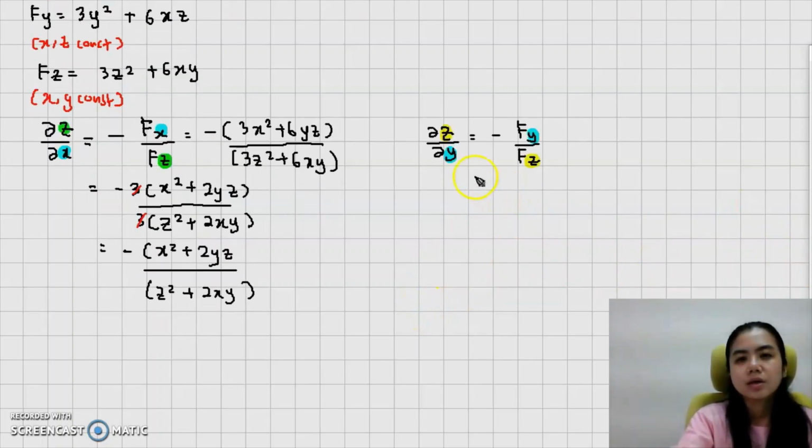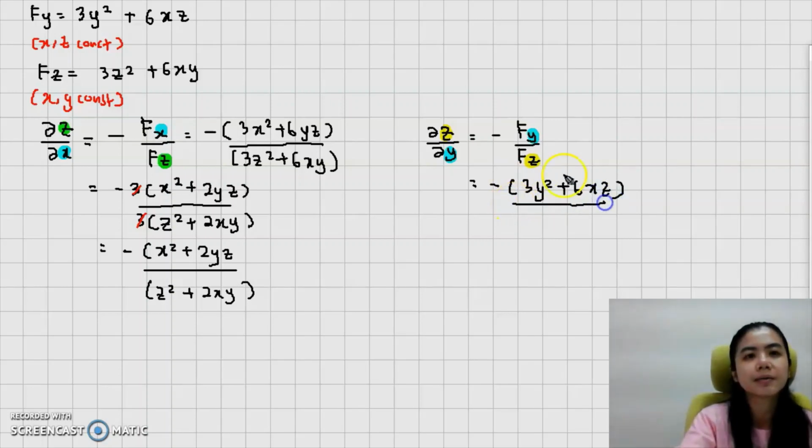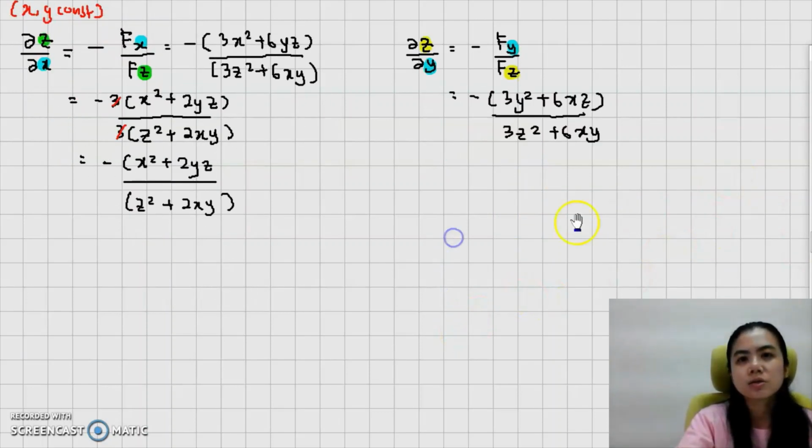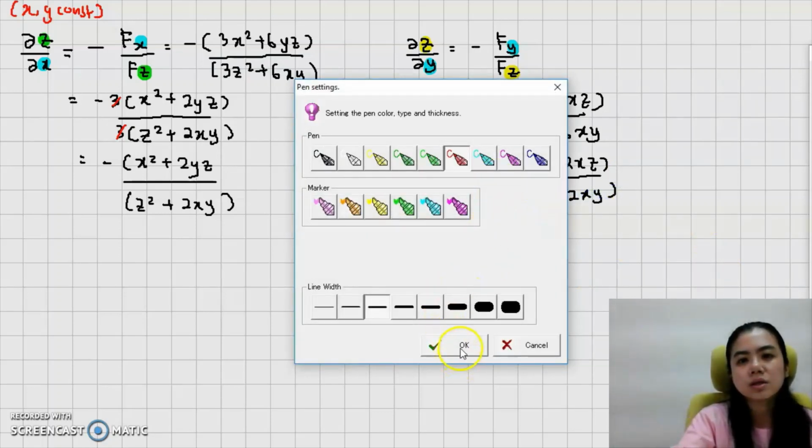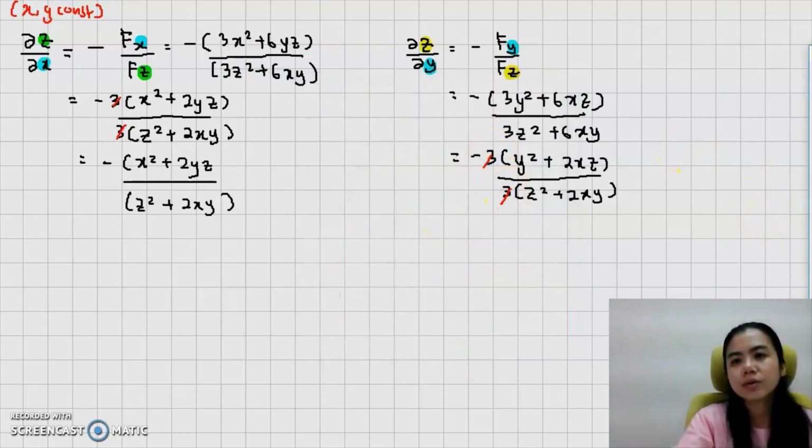So minus fy, that is 3y squared plus 6xz, divided by 3z squared plus 6xy. Again, you can factor out the 3. So we have minus 3 times y squared plus 2xz, and factor out 3 also from the bottom, so we have z squared plus 2xy, and cancel out the 3. Then you will have the answer. So the answer is basically this.